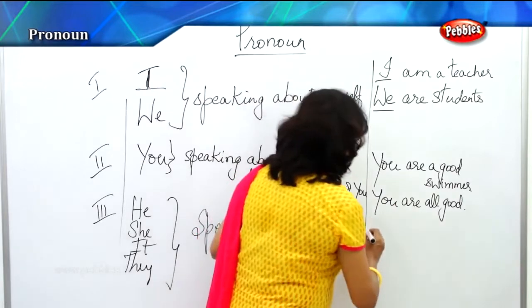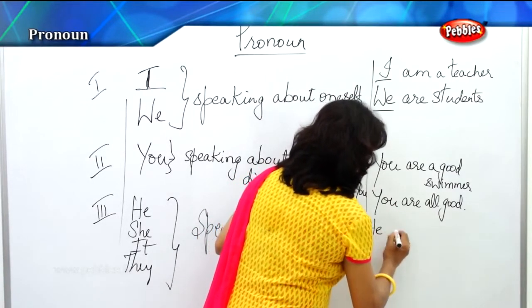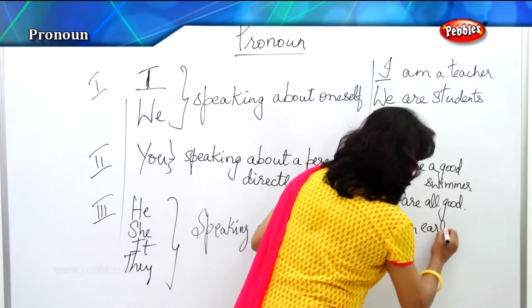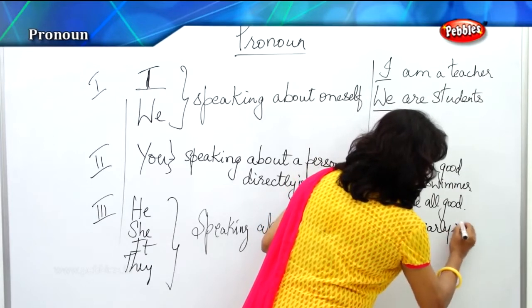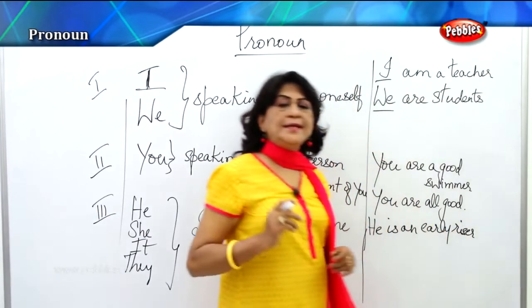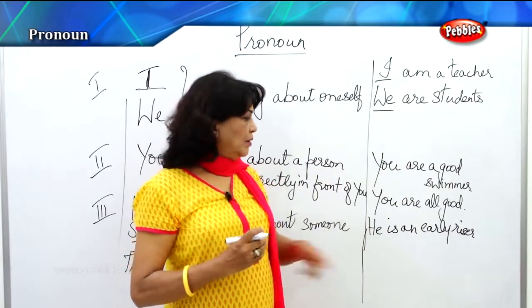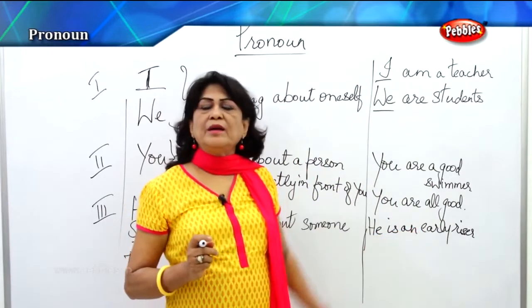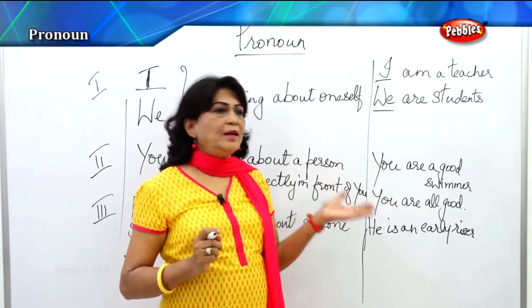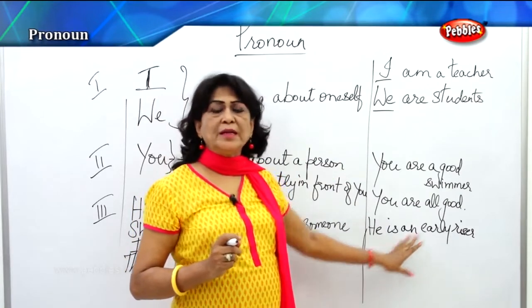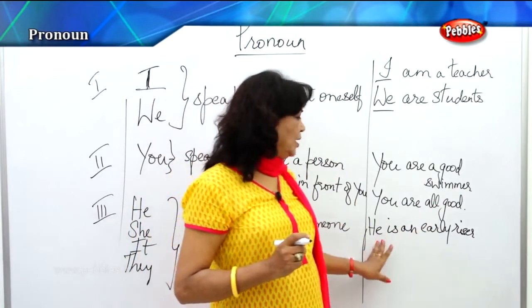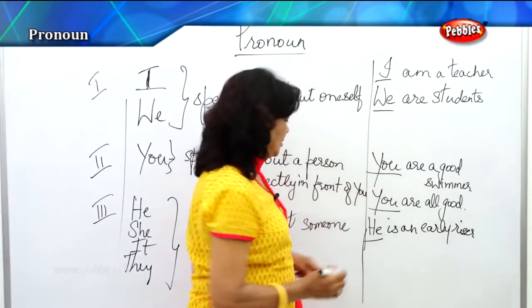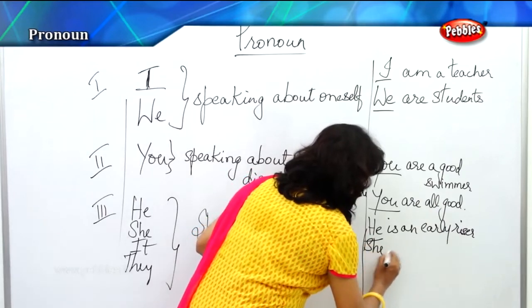He is an early riser. What does that mean? He is an early riser. That means அவன் காலையில் மிக சீக்கிரமாக எழுந்திருப்பவன். அதாவது விடிய காலையில் ரொம்ப சீக்கிரமாக எழுந்திருக்கிற ஒரு நபரை பற்றி தான் ஏர்லி ரைசர் அப்படின்னு சொல்கிறோம். ஓகே, he is an early riser.